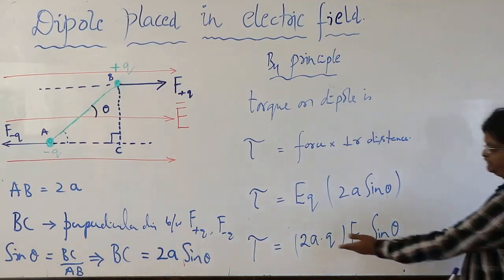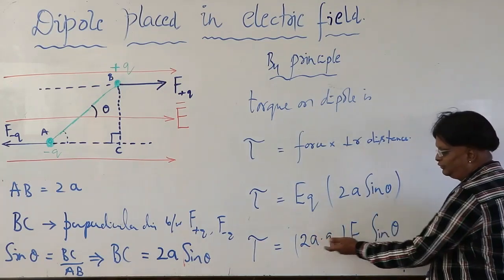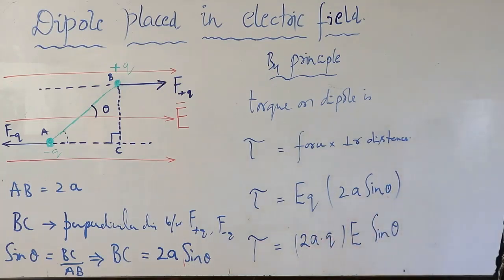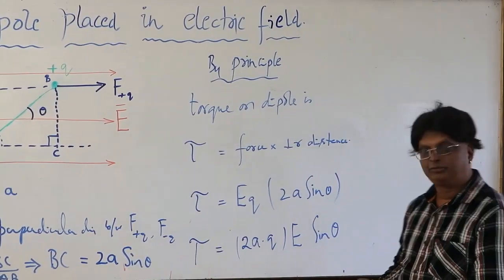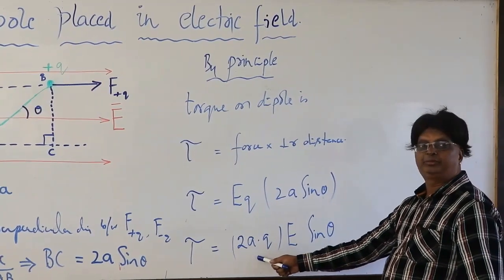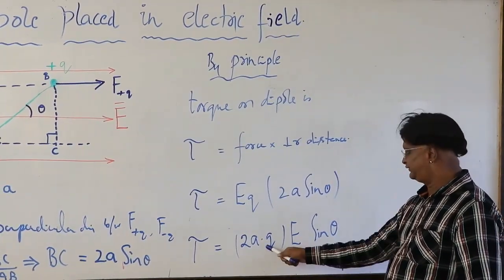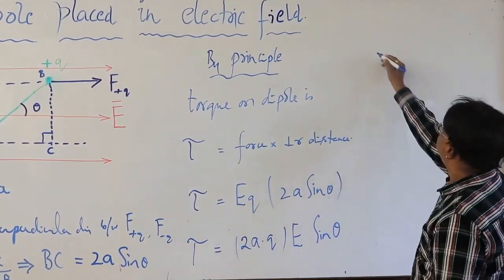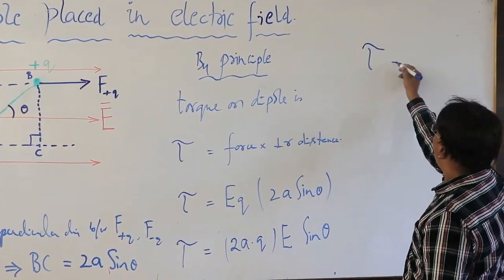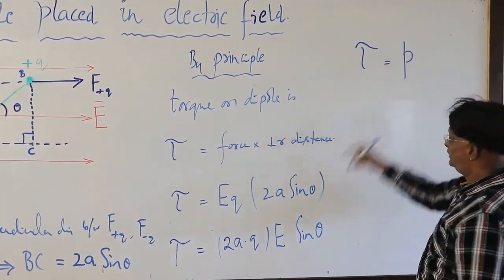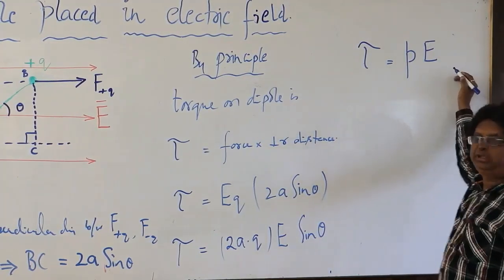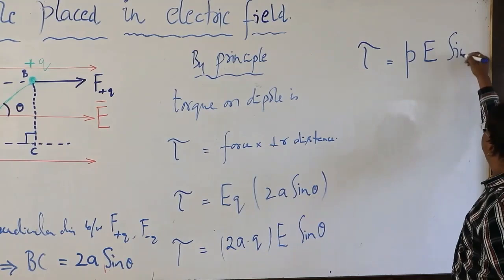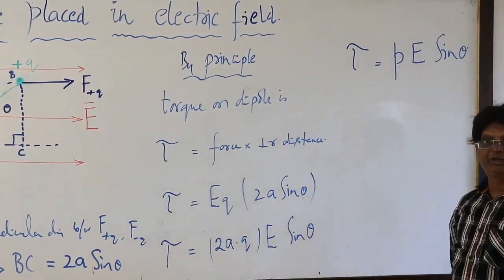Now comes, what is this 2aq? Length of the dipole multiplied with one of the charges. Not the charge of the dipole, because the charge of the dipole is always 0. Length of the dipole times one of the charges is the dipole moment. Therefore, the final result is tau is equal to dipole moment P times electric field capital E times sin theta. This is how we write.